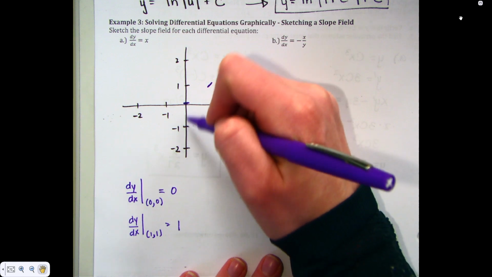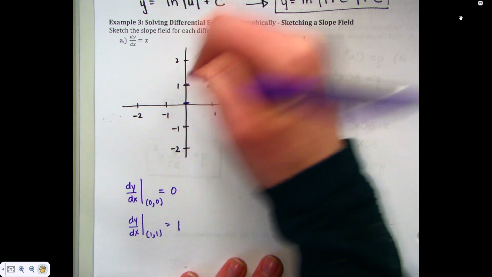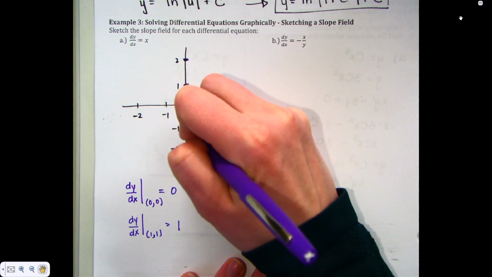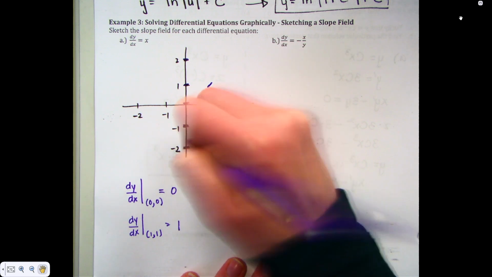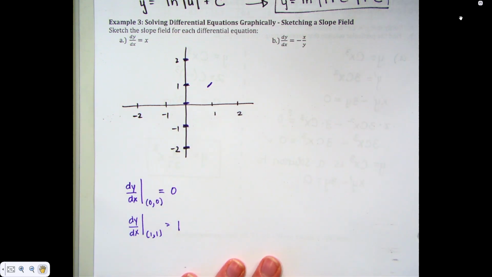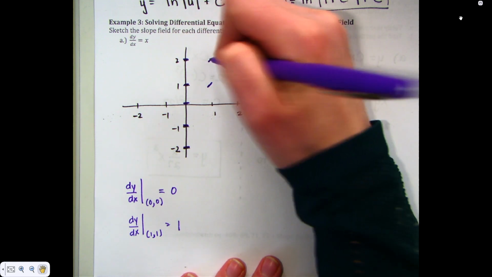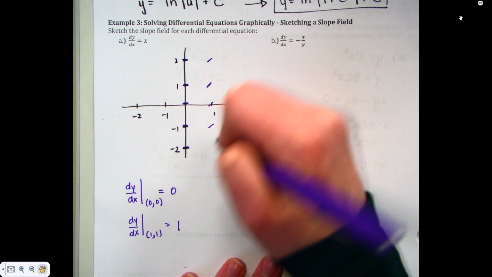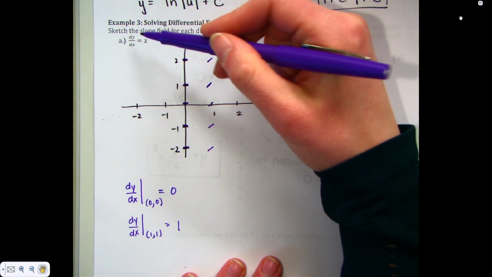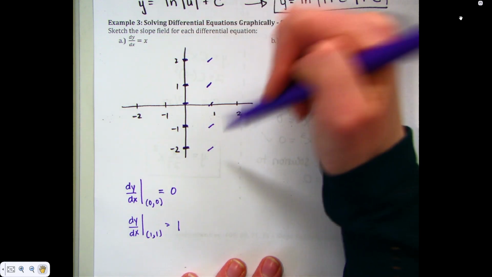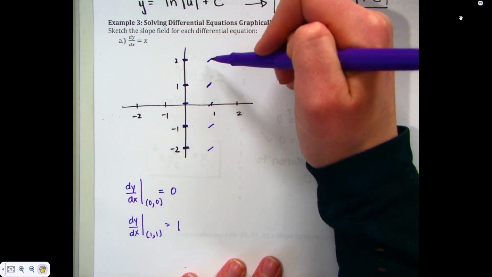Well, x is 0 along the y-axis. So I could make those little horizontal hatch marks all along the vertical axis. And every time x is 1, I would have a slope of 1. It doesn't matter if I'm at (1, 2), or (1, 0), or (1, -1). The slope is dependent only on x. And so when x is 1, I would have the same slope.